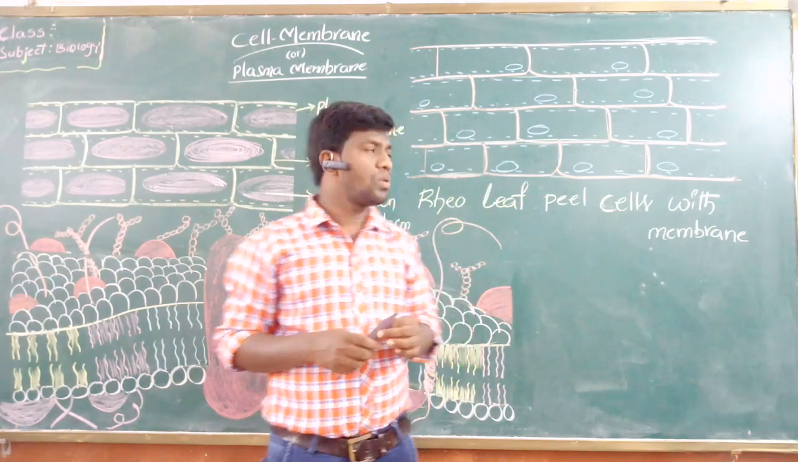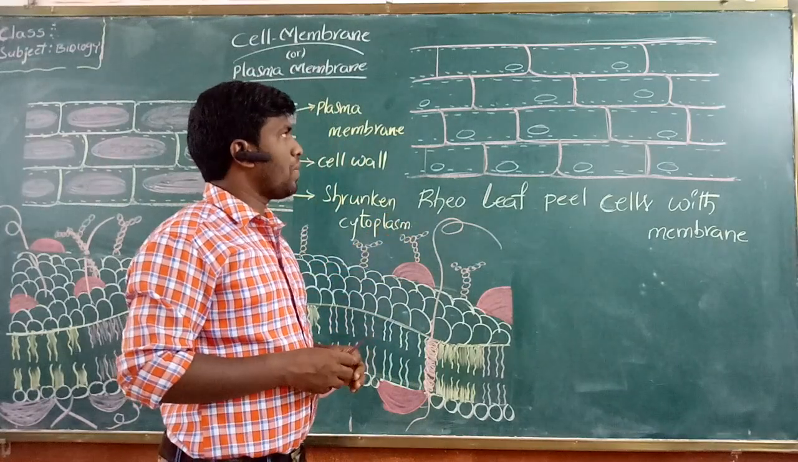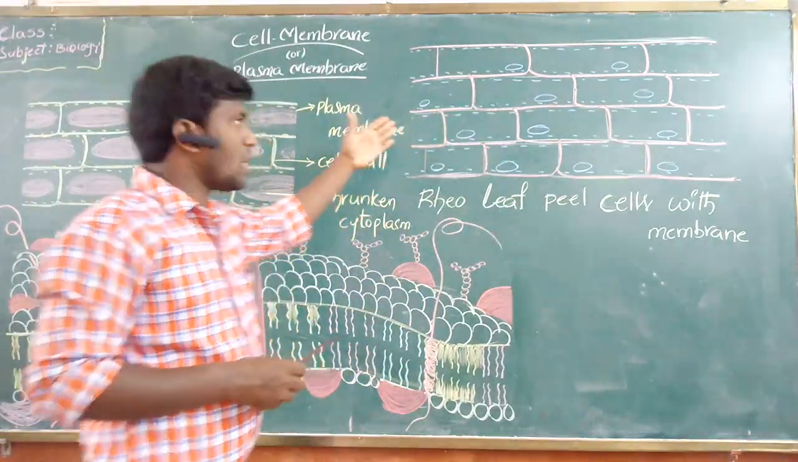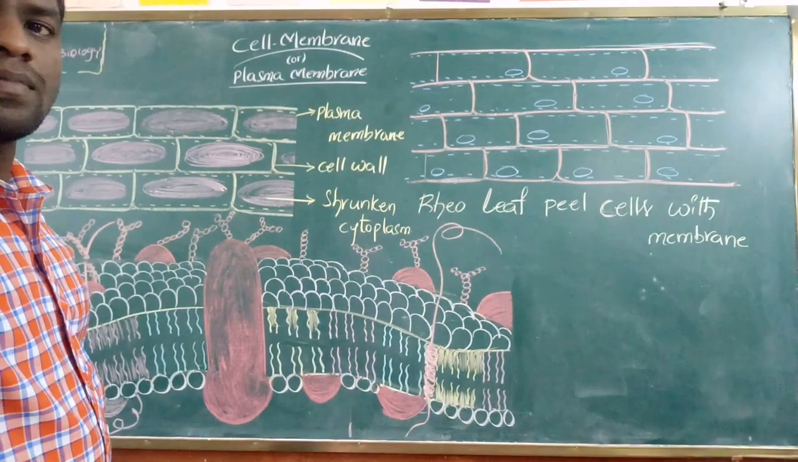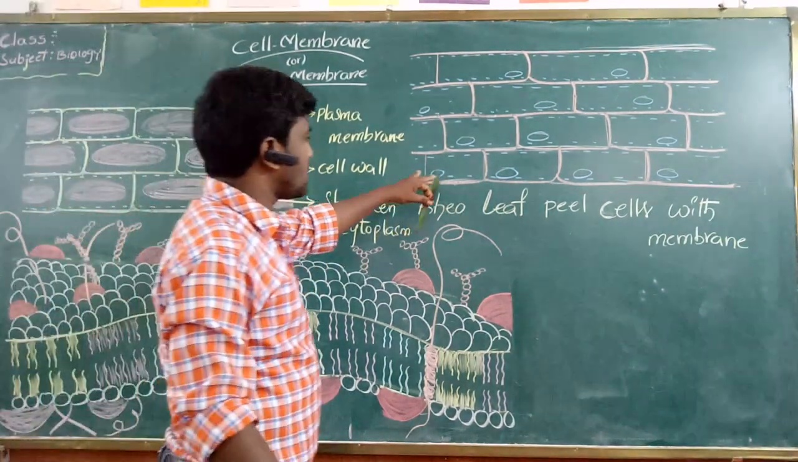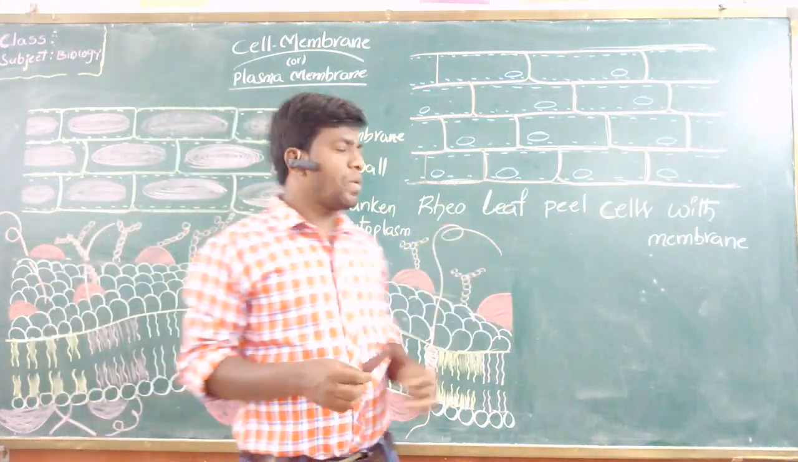This is about Rheo leaf peel cells with the membrane. The structure looks like this. All of you look carefully. Do you observe clearly? The nucleus is present in the corner of the cell. So those are the Rheo leaf peel cells.